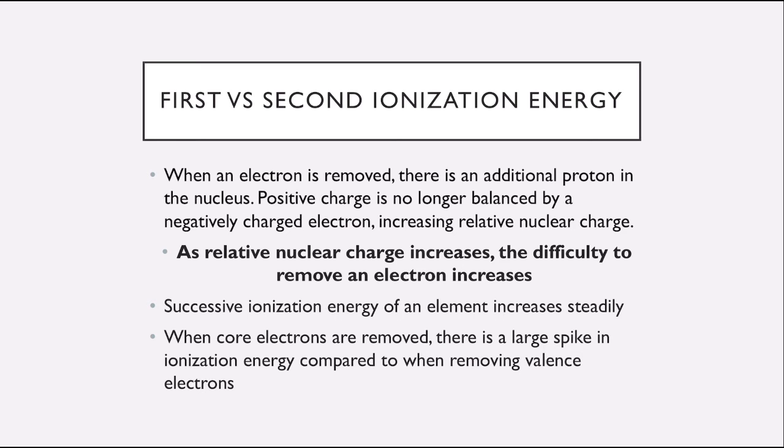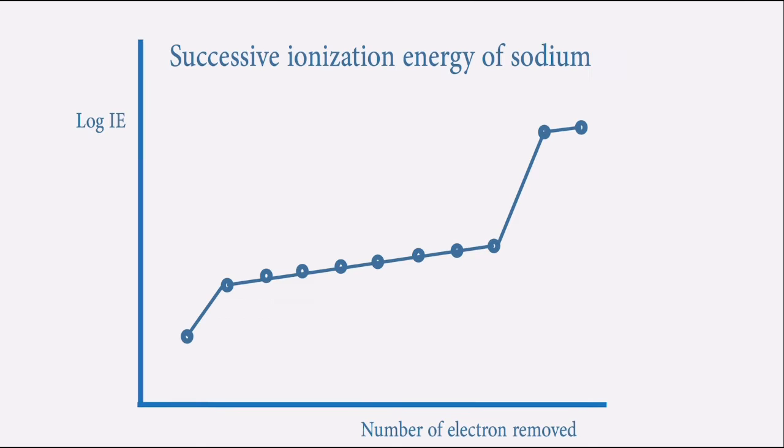When a core electron is removed, there will be a large positive spike in ionization energy compared to when removing valence electrons. So here we have the successive ionization energy of sodium. And this could be broken down into here, the 3s orbital. Here we'll have the 2s and the 2p orbitals, and up top the 1s.